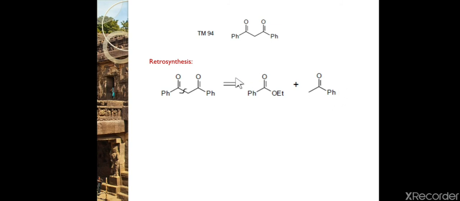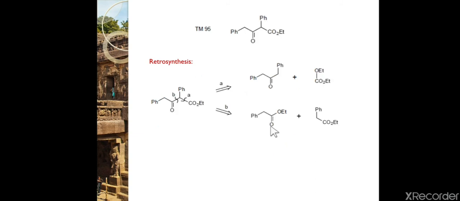So how are we going to synthesize this molecule? Let's see the synthesis. We have acetophenone over here. This is the acetophenone molecule. This proton is the acidic proton. So in presence of base, it will generate carbanion over here, and when we add this carbanion to ethyl benzoate, it will form our target molecule 94. This is so simple. We can easily generate 1,3-dicarbonyl compounds and they are very useful in organic synthesis. Now let's go for another example.